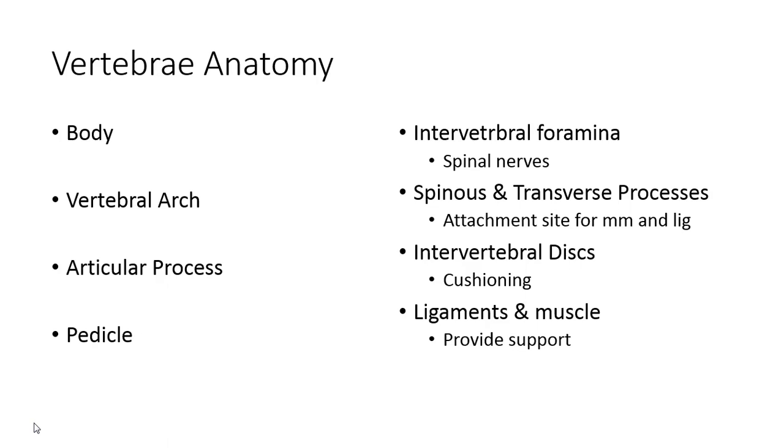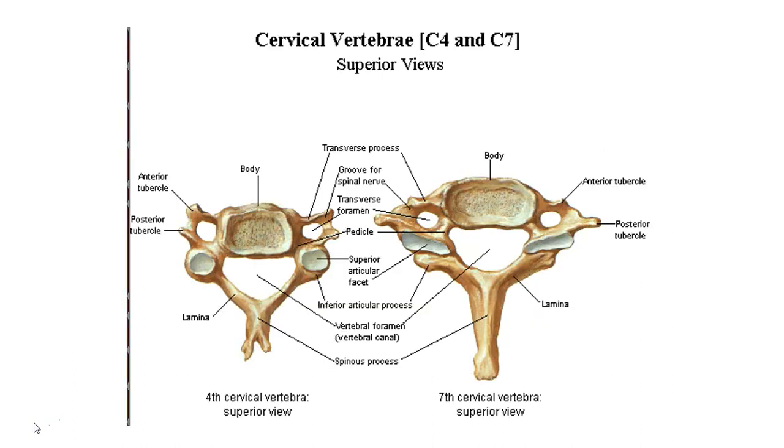Your anatomical parts, you have your body, your vertebral arch, articular process, your pedicle, and your intervertebral discs, probably very important. Spinous processes and transverse processes. They have attachment sites for muscles and ligaments, and you also have your nerves that come out between your intervertebral discs. So this is anatomy that is worth reviewing.